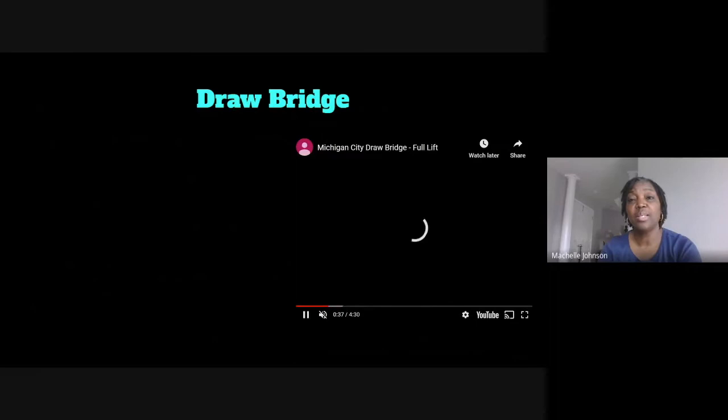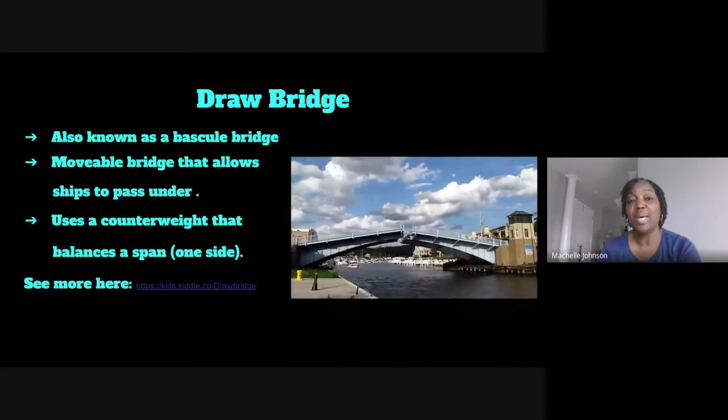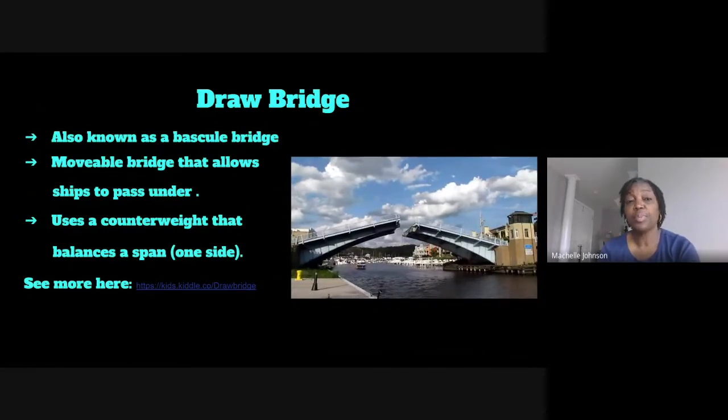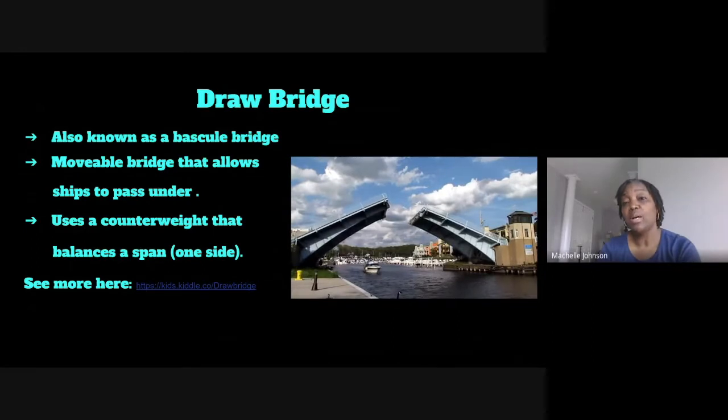The next one is our drawbridge. The drawbridge is also known as a bascule bridge. It's a movable bridge that allows ships to pass under. It uses a counterweight that balances a span or one side. In our video here, you can see the drawbridge open up to allow the ship to pass underneath the bridge.